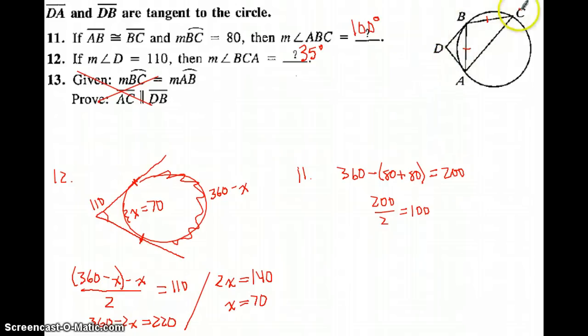Why would AC have to be parallel to DB? Well, we could figure this out. I know that since I have the isosceles triangle here, I could use it. I could get that congruent to that.